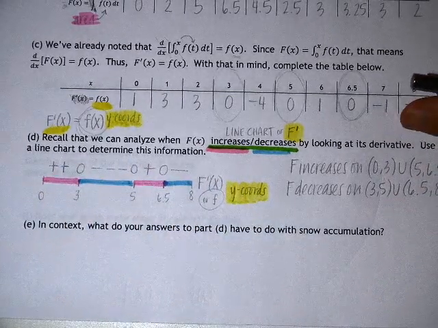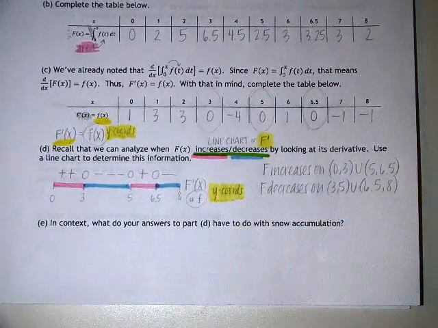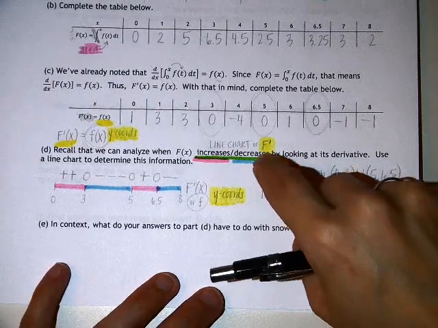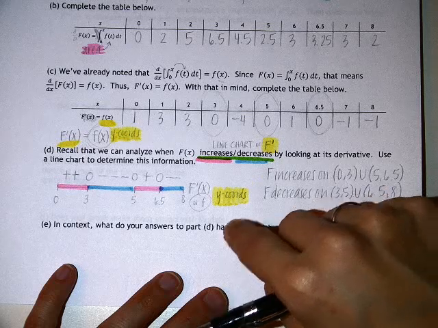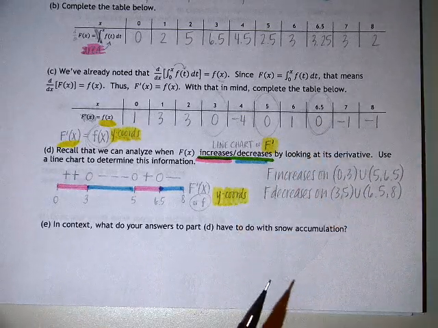So here's my last challenge for you on this page before you move to the next one. Try question letter E. What do your answers to this line chart problem have to do with snow? Remember, this was a context question about snowfall. What do these answers have to do with snow? See if you can put it in your own words.